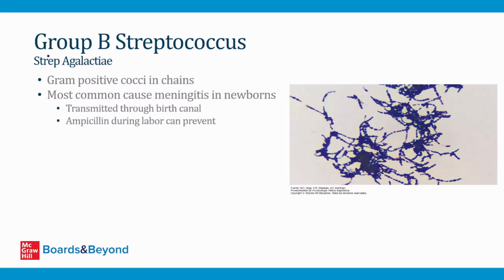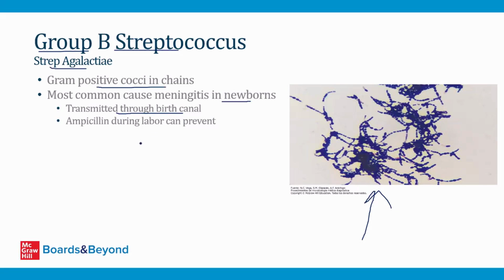Okay, moving on, our next cause of bacterial meningitis is group B streptococcus, also known as strep agalactiae. These bacteria are gram-positive cocci in chains. This is a picture of what they can look like here on the slide. And this is the most common cause of meningitis in newborn babies. It's transmitted from mother to baby through the birth canal when the baby is born vaginally.